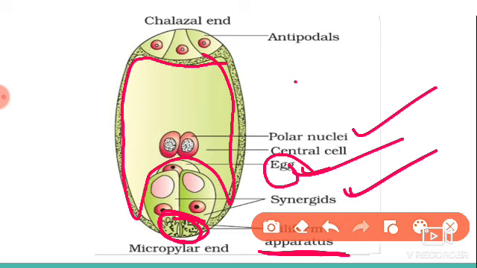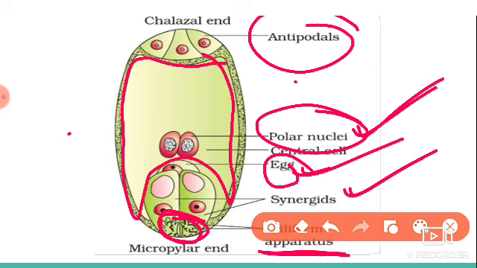Here you can find the polar nuclei in the middle of the cell. Two nuclei are there, and those we call the polar nuclei. How many cells are over here? 3 antipodal cells, 2 synergid cells, 1 egg cell, and the one middle central cell with 2 polar nuclei.